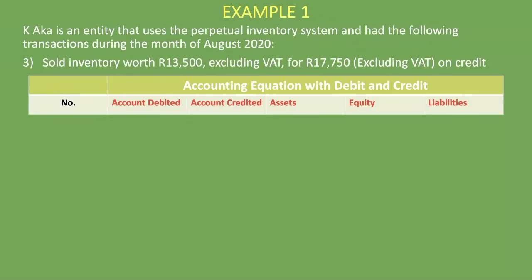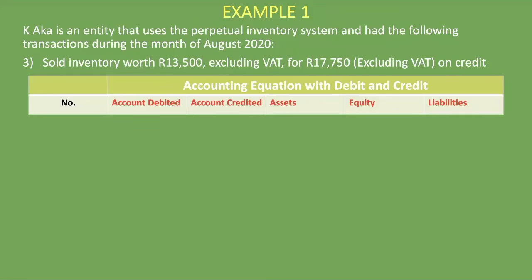We are told here that you sold inventory worth 13,500 rand excluding VAT for 17,750 excluding VAT on credit. Now here they were specific to tell us whether it includes VAT or not. Now, whenever you sell your inventory with the perpetual inventory system, you have two transactions. One is for the recording of the sale, and the second one is for the recording of the cost of sale. That is with the perpetual inventory system. Like I said, we're not going to go into too much detail here. You can check out the other lesson in the description below.